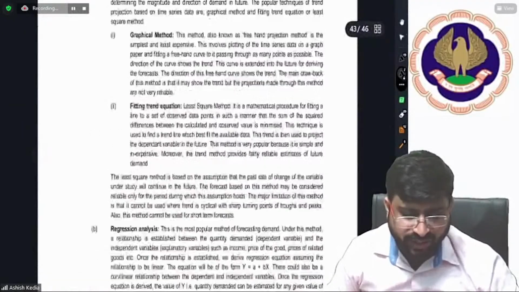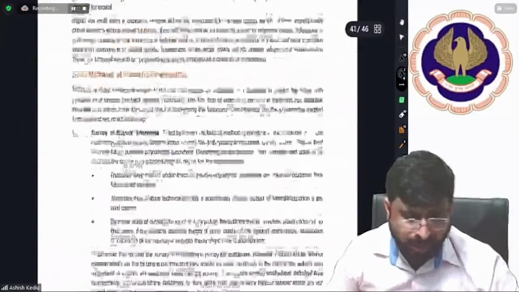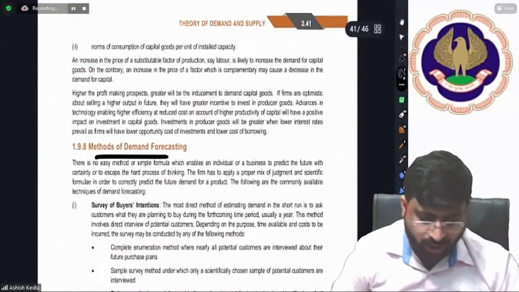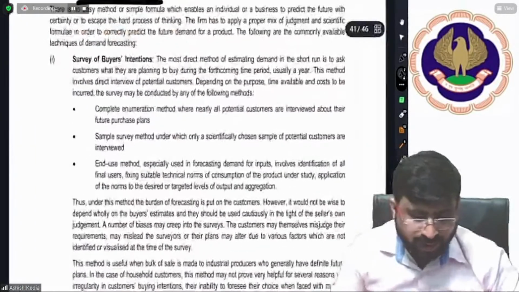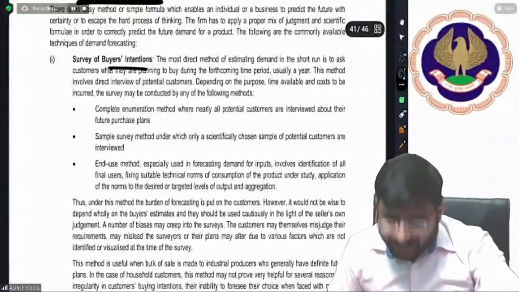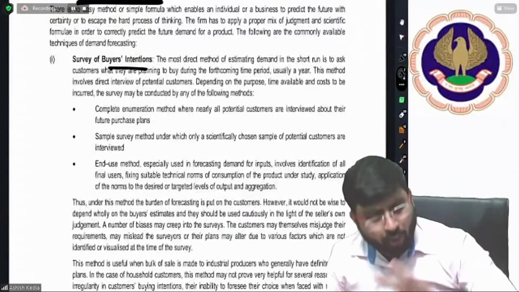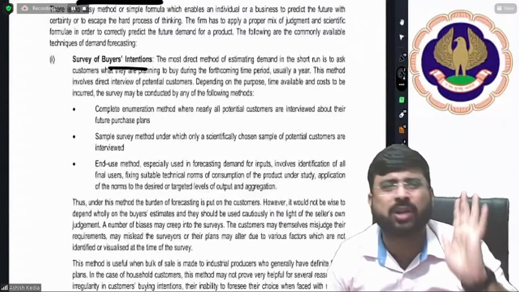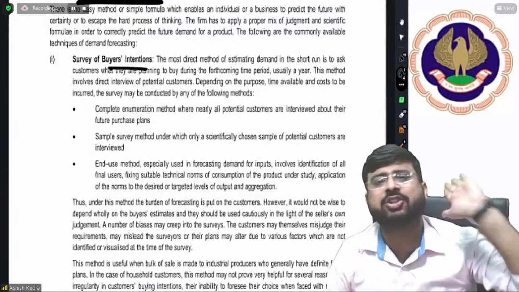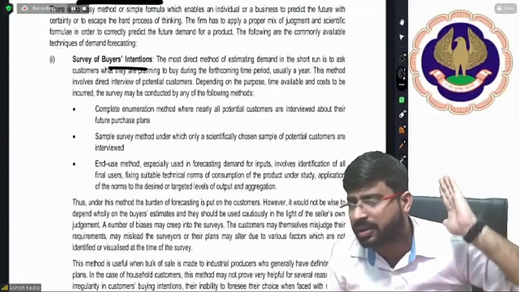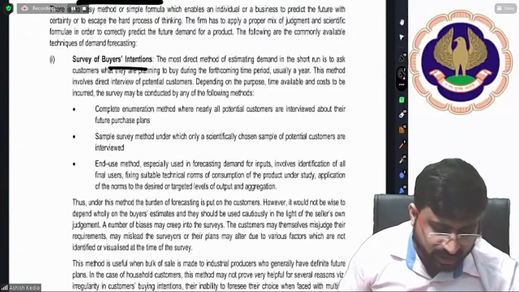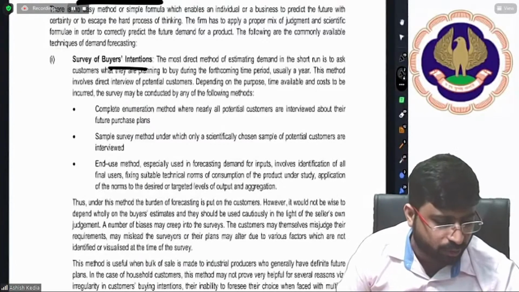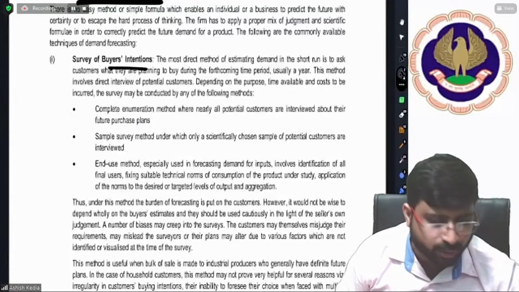Now let's try solving some questions. But first, methods of demand forecasting. That is, how do researchers estimate demand? They ask buyers, they interview the buyers. Read them out, don't memorize them. The main things we have understood in detail, so don't worry about that. This is just for reading. Just read it out and move forward. Don't need to stick with it.